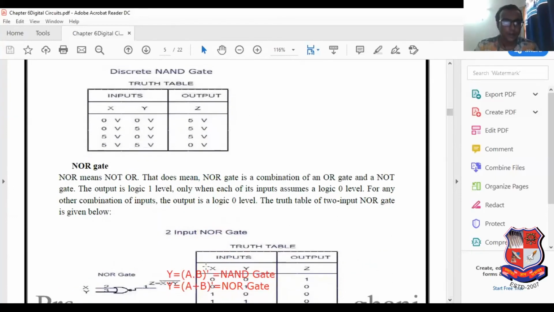Now the NOR gate. NOR gate means what? It is the combination of OR plus NOT. Simply apply A input here and B input here. Now it is known as an OR gate.